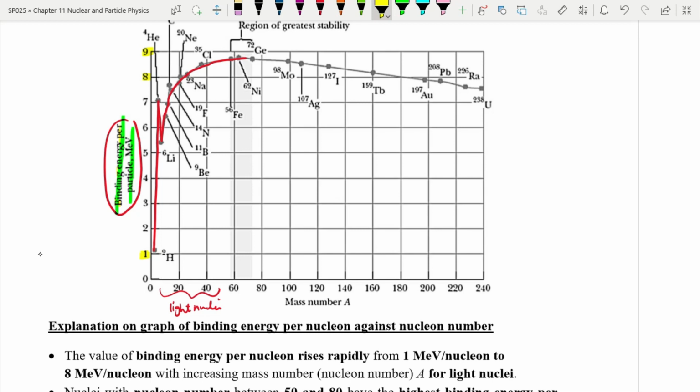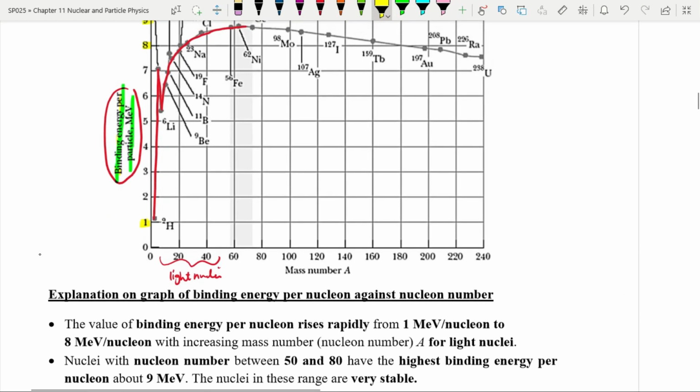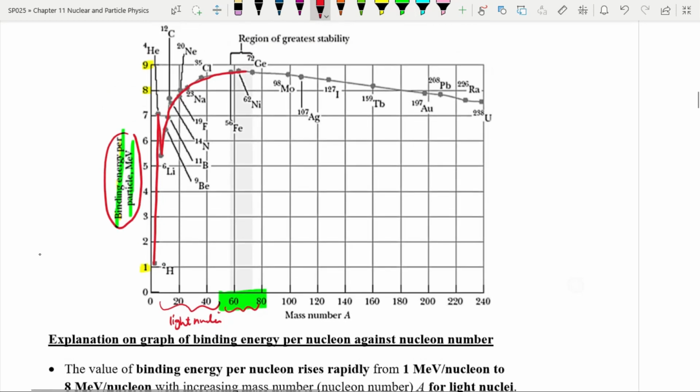Okay, so antara 50 dengan 80 pula. Okay, so 50 to 80 around here lah. So, 50 to 80 ni kita boleh highlightkan apa nukleus kita, ferrum, nuclei. So actually ini adalah region untuk stability yang paling tinggi. Lagi sangat-sangat stable. Sebab kenapa? Binding energy per nucleon dia lagi tinggi.